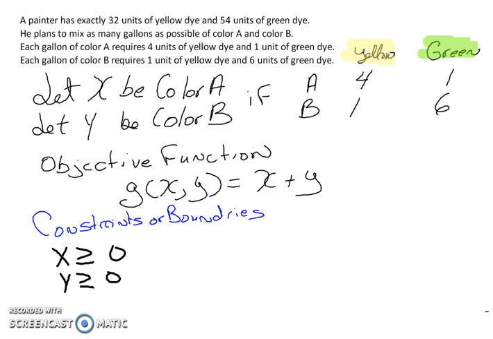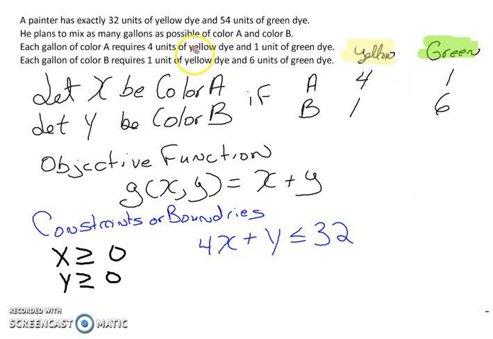Now I have constraints on the amount of paint I can make using the yellow dye, and there's a constraint on the green dye. My yellow is constrained in that for every A I make, or every X, I'm going to use 4, and for every Y, or color B, I'm going to use 1, but I can only ever use as many as 32. So 4X + Y has to be less than or equal to 32.